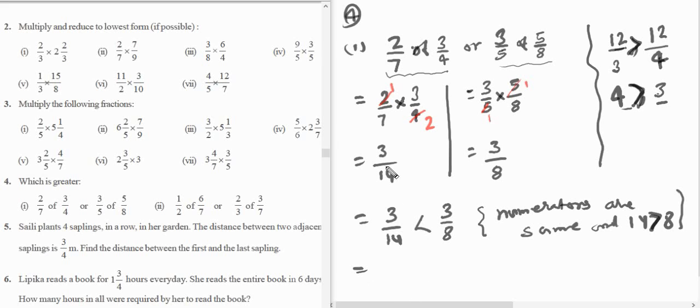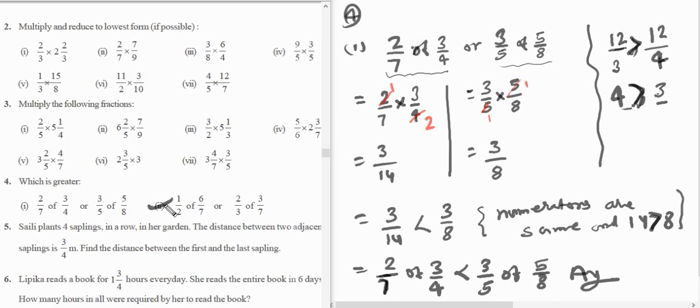So using this, ये इसकी वैल्यू थी, so 2 by 7 of 3 by 4 will be less than this 3 by 5 of 5 by 8. This will be your answer here. Understand? Just like this you can solve the second one here. Now come to the next.